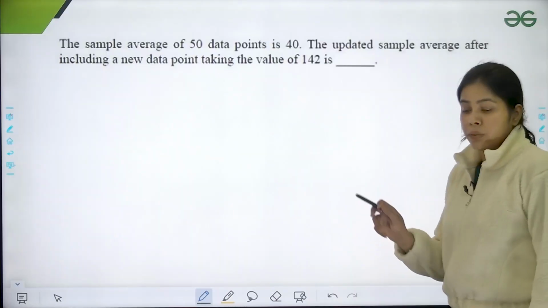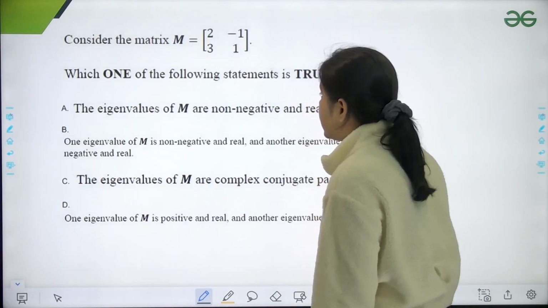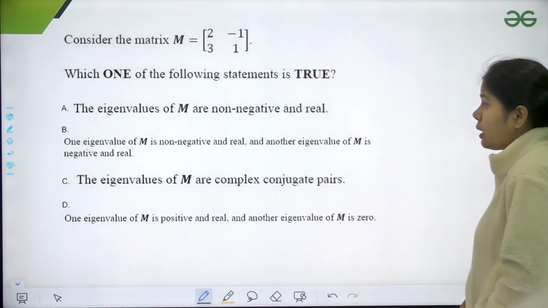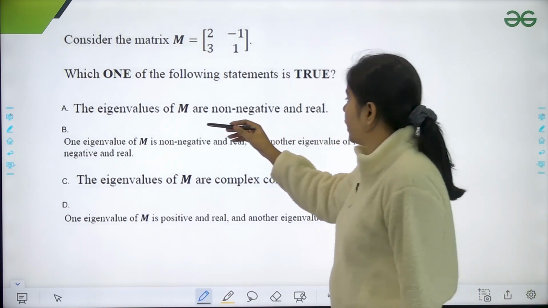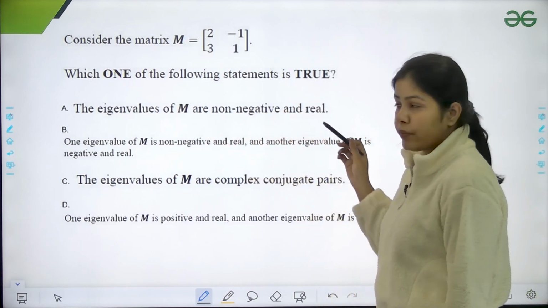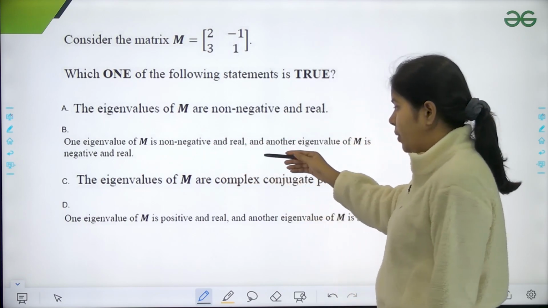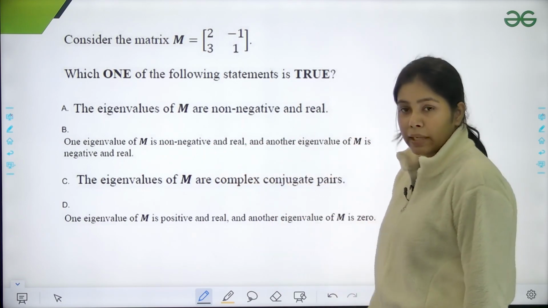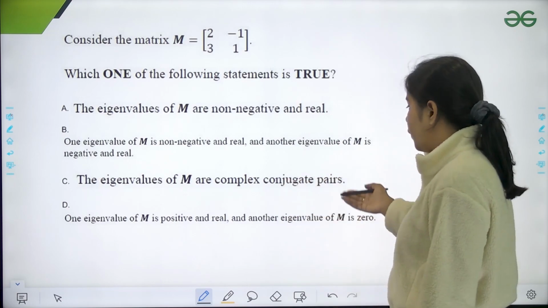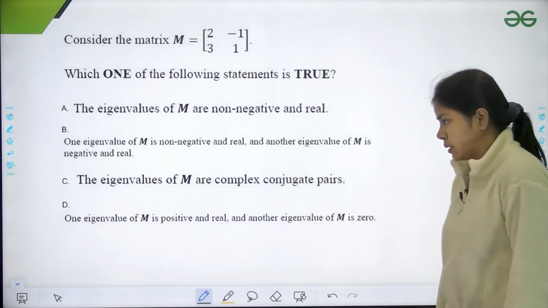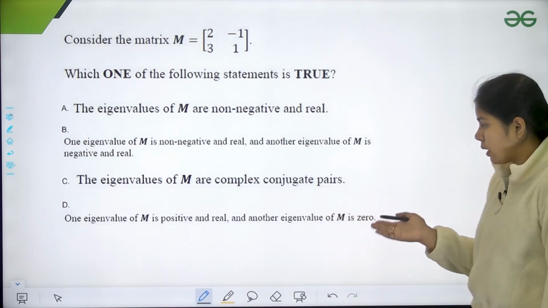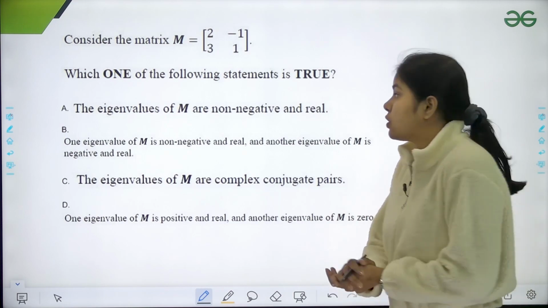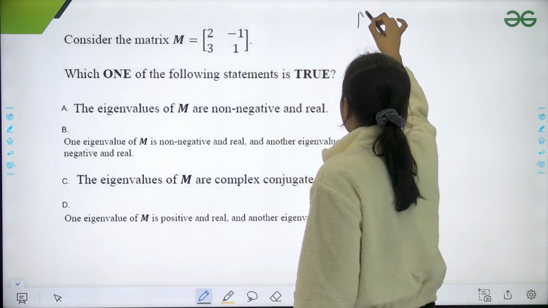Okay, now the next question we have is this matrix. A matrix is given to me, 2, 3, -1 and 1, and they ask me to find out the eigenvalues of M. Option one: eigenvalues of M are non-negative and real. Option two: one eigenvalue of M is non-negative and real, and another eigenvalue of M is negative and real. Option three: eigenvalues of M are complex conjugate pairs. Option four: one eigenvalue of M is positive and real, and another eigenvalue of M is 0. Okay, so let's see. So we have this M matrix.